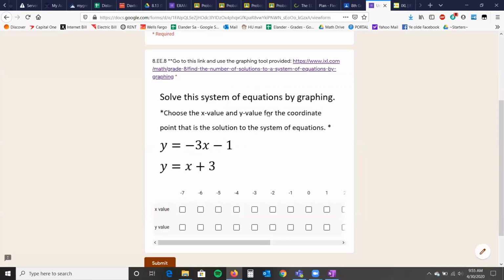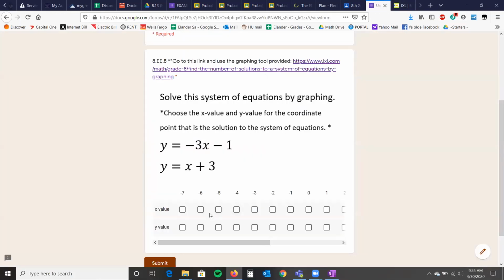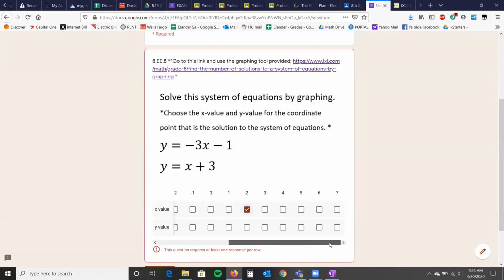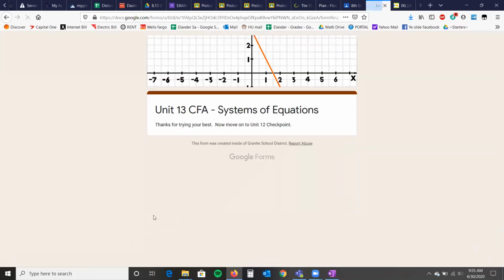So it says choose the x and y value for the coordinate point that is the solution to the system. So I'd say, all right, what's my answer? It's 2 to the right and 5 up, isn't it? So then I'd say x value is 2 and y value is 5, right? So then I click 5 here. And then I would submit. Okay? So that's how that question works. Any questions on that question? Okay. So I included a video on how to do that problem if you need to see it again.